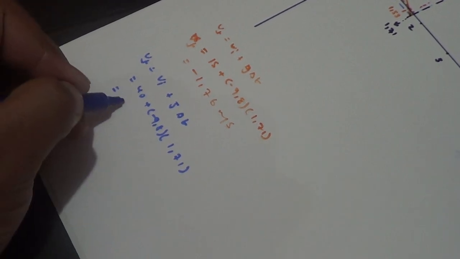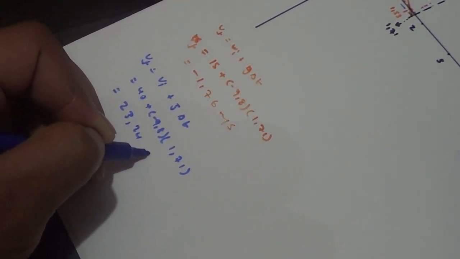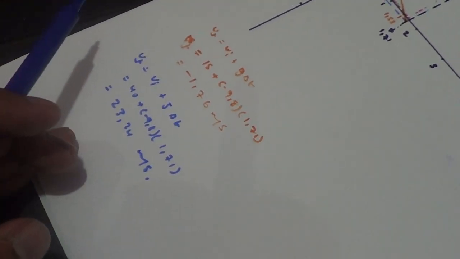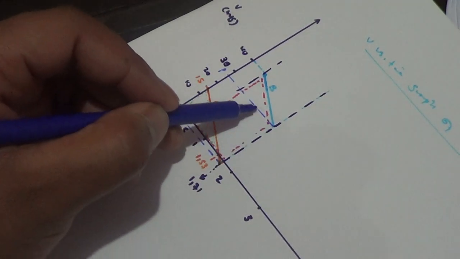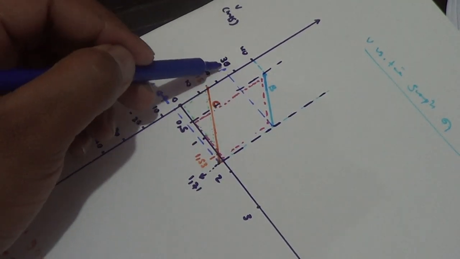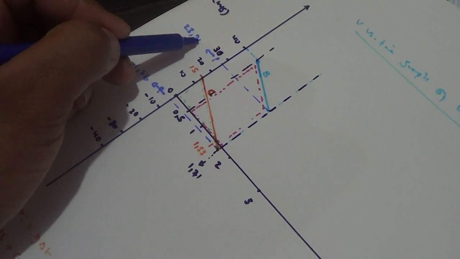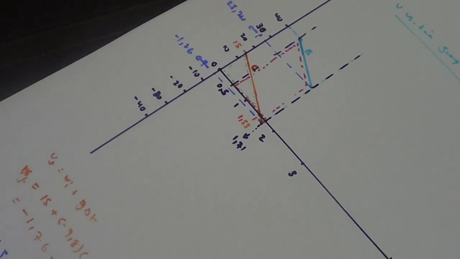So this one is positive, so it's 23.24 meters per second. You can already tell that this is 23, and you can see that this was already below 30. So what we know here, we have 23.24 meters per second. Now, why did I do this?